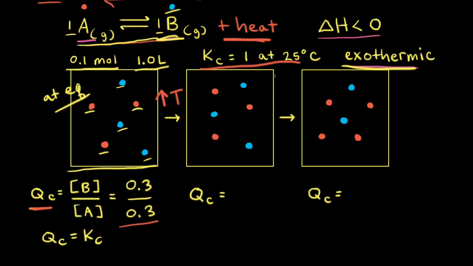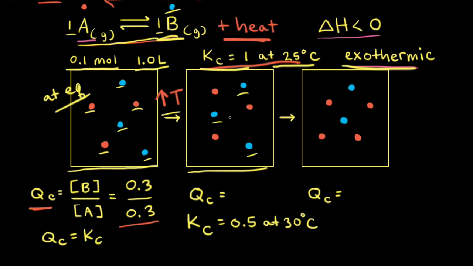So for this hypothetical reaction, at 25 degrees Celsius, KC is equal to 1. But since we've increased the temperature, the value for the equilibrium constant is going to decrease. So let's say it goes to 0.5 if we increase the temperature to 30 degrees Celsius. So if we calculate QC for our second particulate diagram, we still have 3 blues and 3 reds, and the volume is still the same. Therefore, QC is still equal to 1. But the difference is KC has now changed.